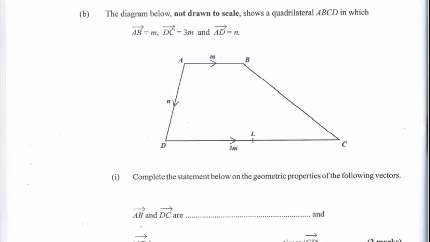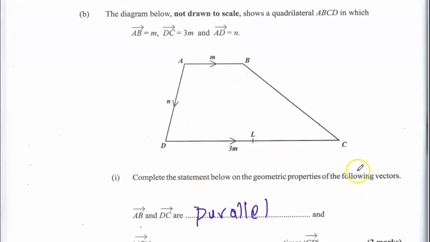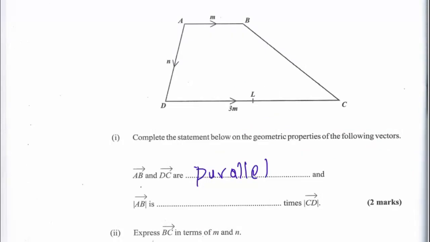The diagram below, not drawn to scale, shows a quadrilateral ABCD in which AB is m, DC is 3m, AD is n. Complete the statement below on the geometric properties of the following vectors. Vector AB and vector DC are parallel, as you can see. Vector DC is 3 times vector AB. So we see they are parallel.